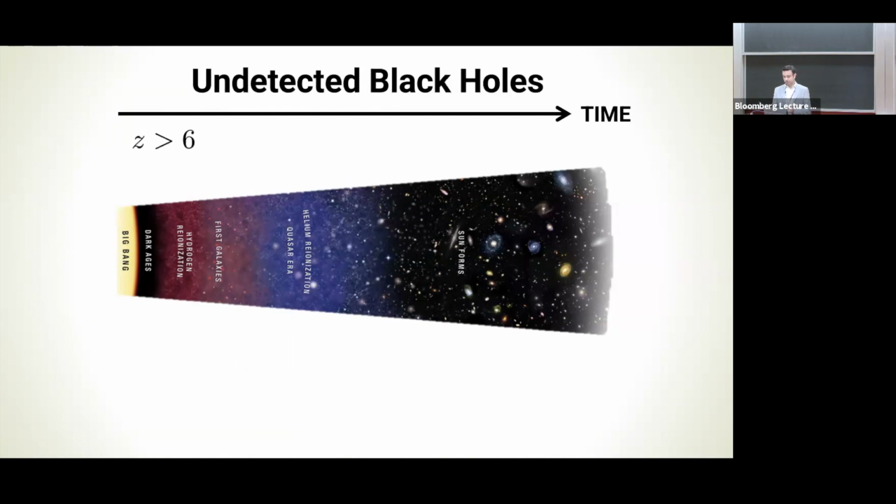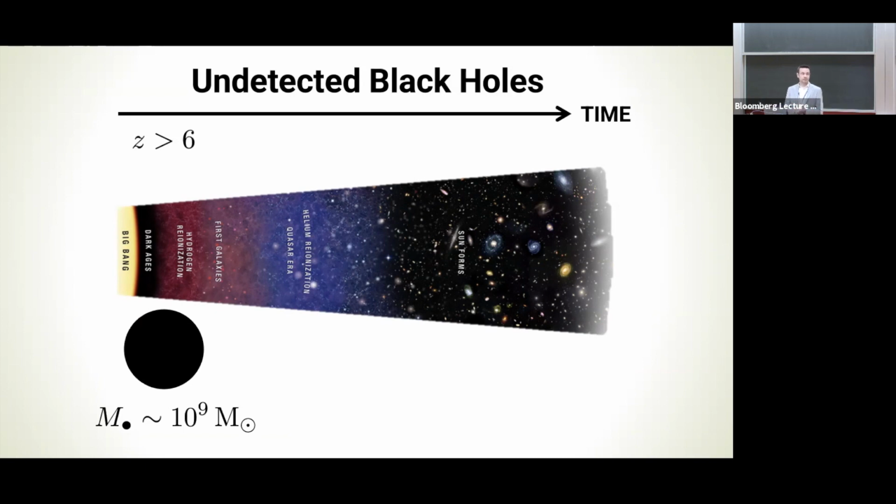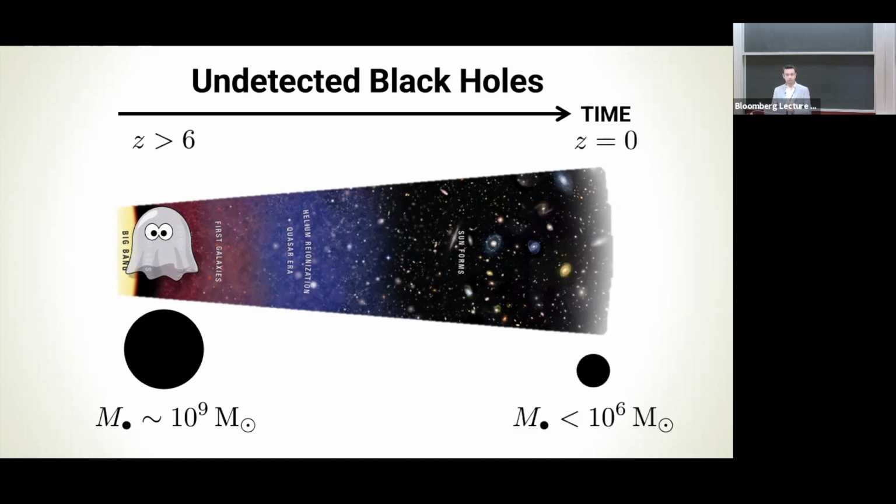So today I will be talking about one population at redshift higher than 6. We're talking about quasars, billion solar mass scale. And for reasons that I hope will be clear in the next few slides, they are typically known as phantom quasars. The second population that I will be talking about is at redshift 0, so basically in the Milky Way galaxy, and they are intermediate mass black holes.